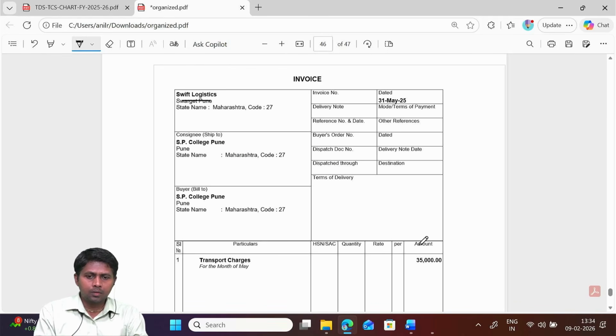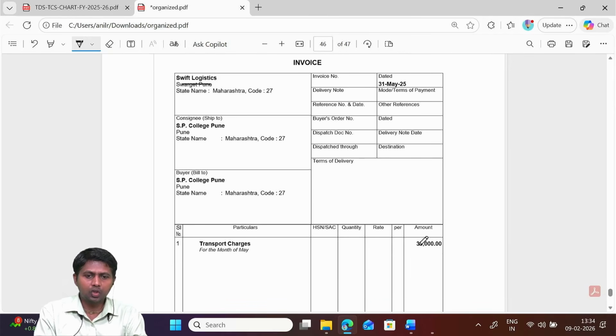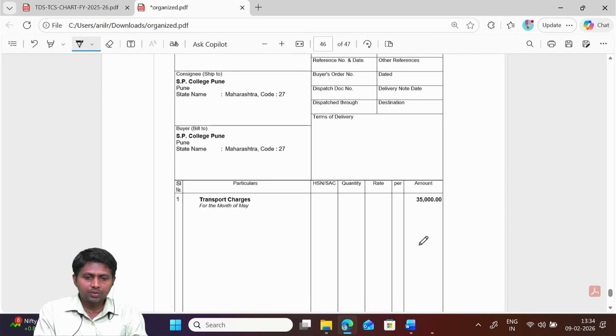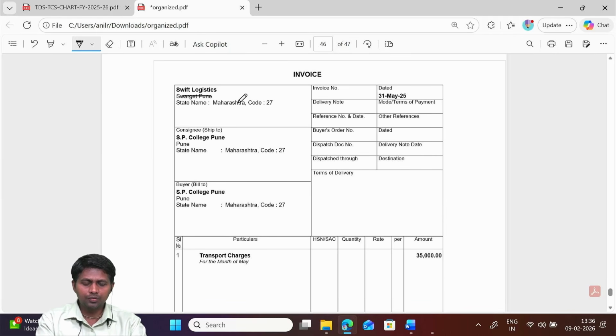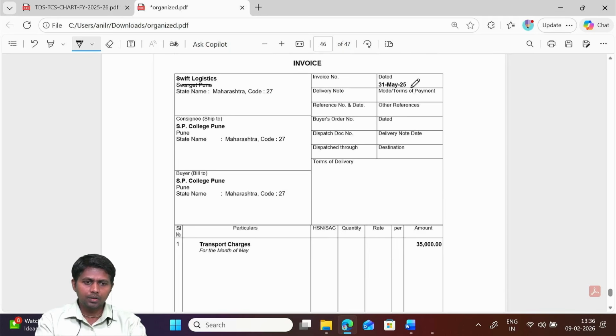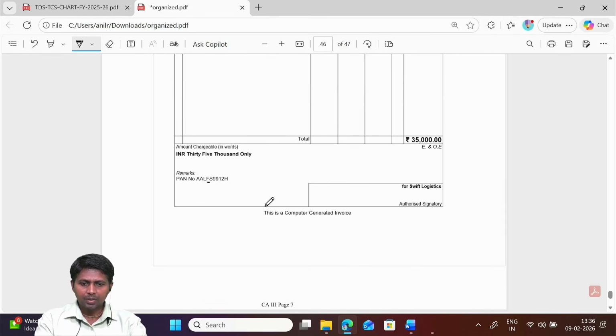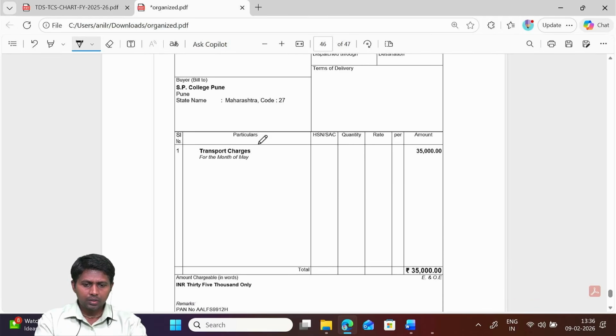Swift Logistic. This is the transporter category. This is the bill which we have got from Swift Logistic of transportation. Invoice number is not given, but this is the bill of May given to SP College. The PAN number is given and no GST. Correct, in the PAN at the fourth place we have F.